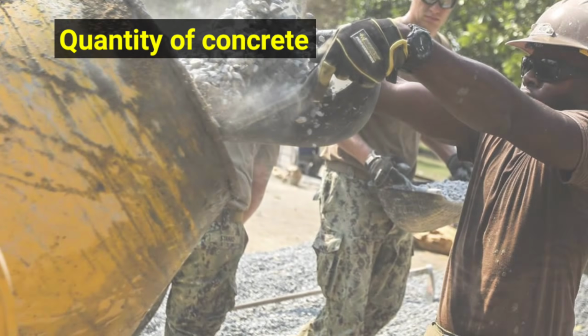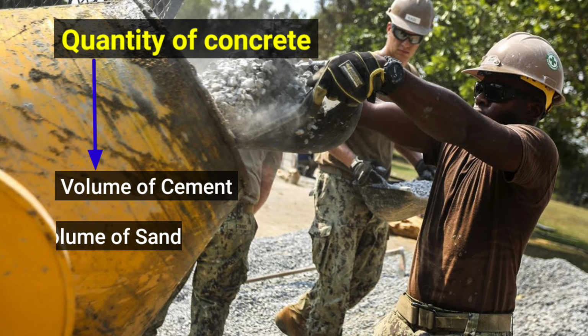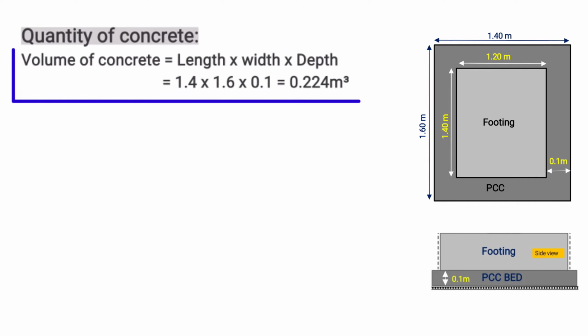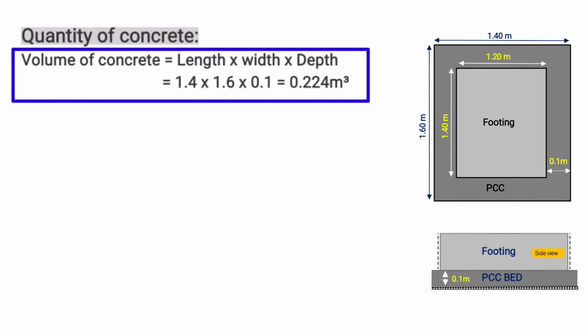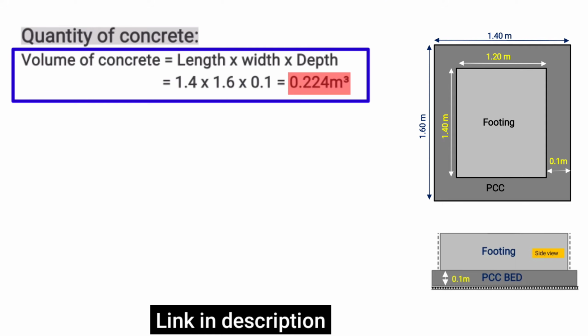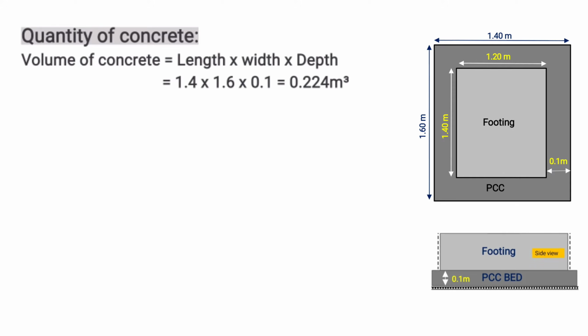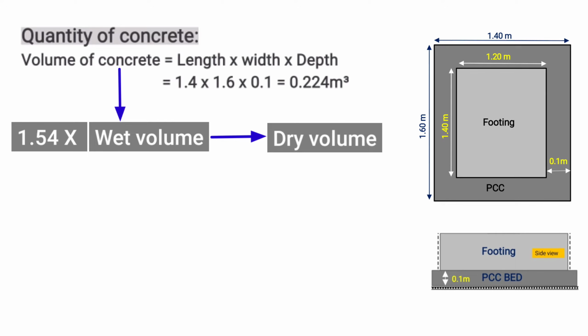Now we need to calculate the quantity of concrete, in which we will calculate the volume of cement, volume of sand and volume of aggregate. Volume of concrete will be equal to length of PCC bed into width of PCC bed and its depth. On substituting these values, we will get volume of concrete equal to 0.224 meter cube. It should be noted that this volume is the wet volume of concrete, so we need to convert this wet volume to dry volume by multiplying the wet volume by a constant 1.54.